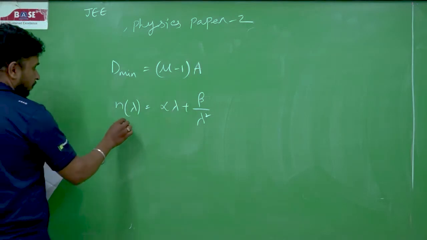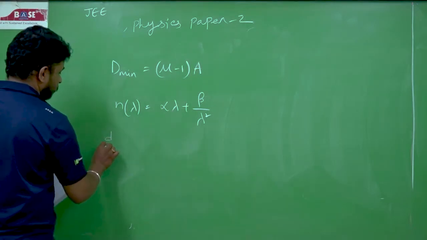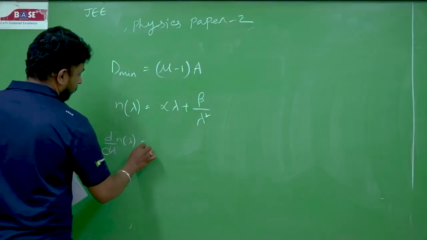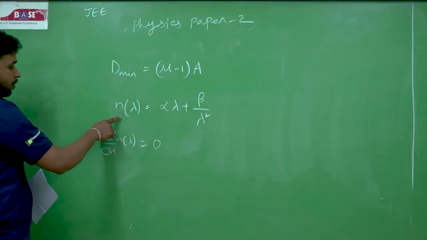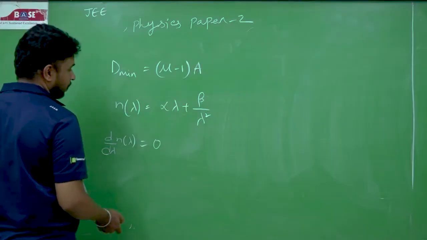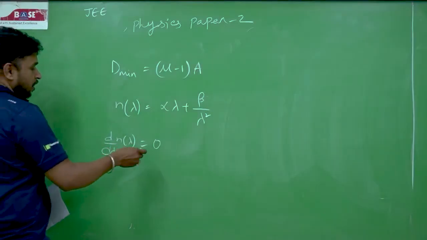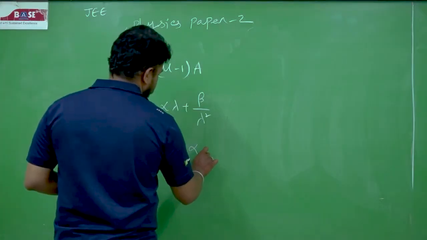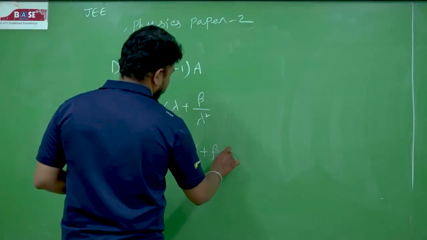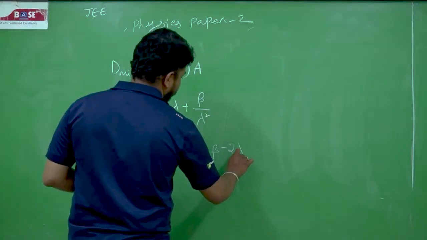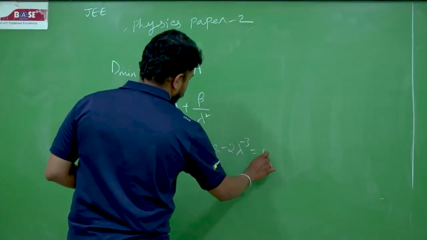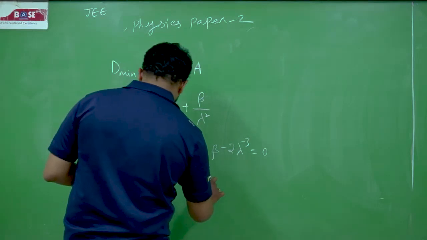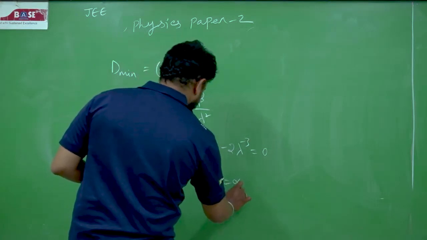So how do you find lambda minimum? So they give you refractive index is minimum, so you can find that. So d by d lambda of n of lambda will be equal to 0. Okay, so for the refractive index to be minimum, you know the condition for maxima and minima, right? So we just use that. Okay, so now you differentiate this, you will be getting alpha plus beta into minus 2 into lambda power minus 3, which is equal to 0. So this, if you solve, you will get 2 beta divided by lambda cube equals alpha, right?